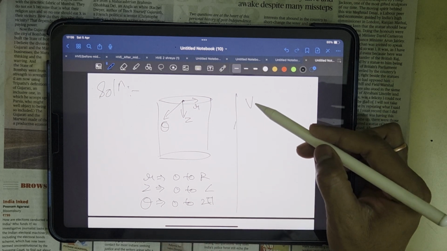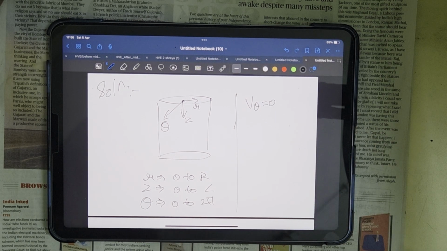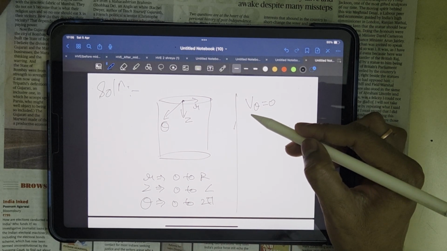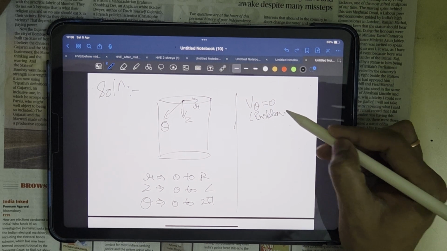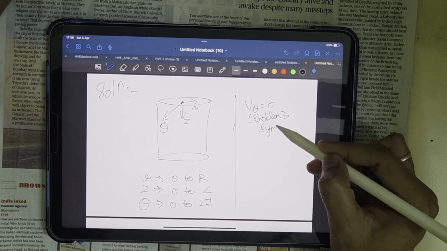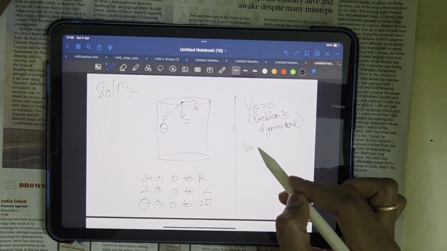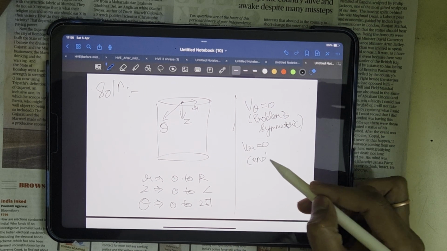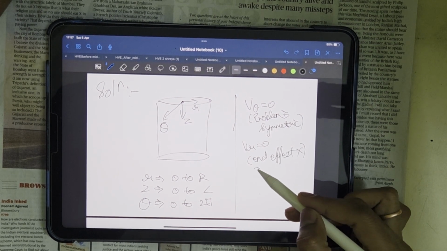V theta is 0. Velocity in the theta direction is 0 because the problem is symmetric around theta. Vr is 0 because end effects are neglected, and also the fluid is incompressible.